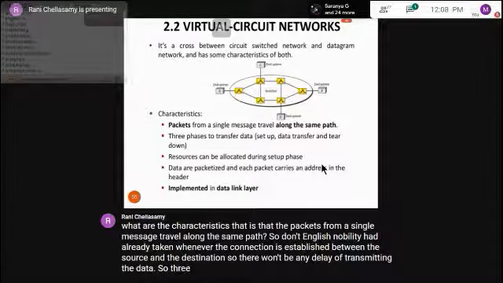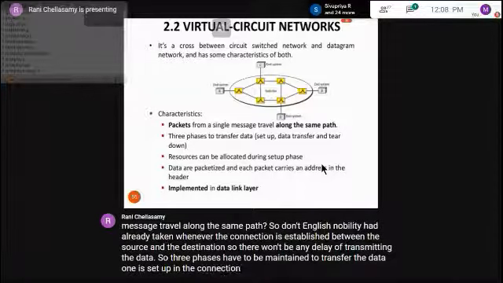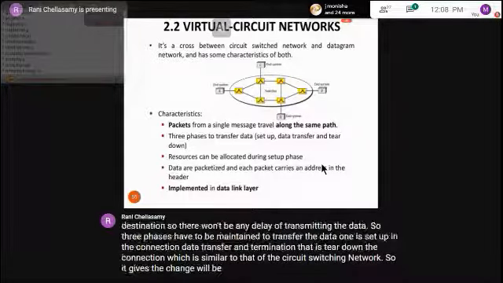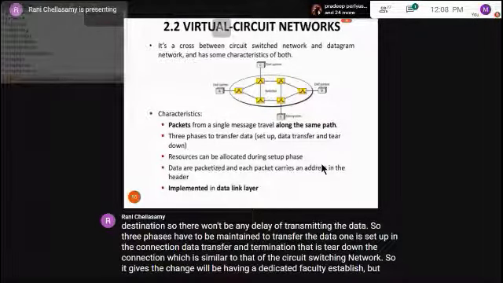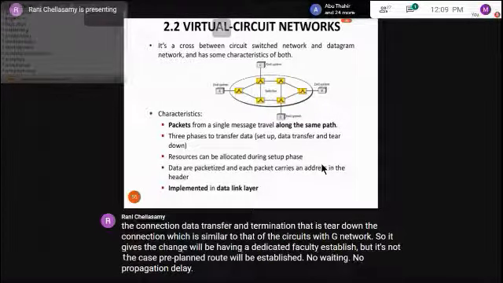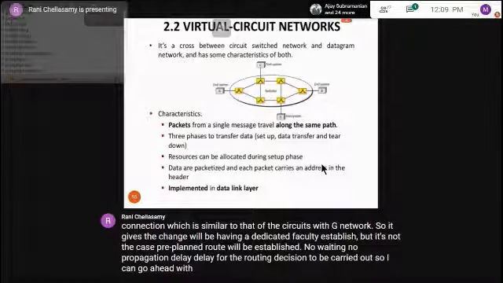So three phases have to be maintained to transfer the data. One is setting the connection, data transfer, and termination, that is tear down the connection, which is similar to that of the circuit switching network. In circuit switching, a dedicated path will be established, but this is not the case. A pre-planned route will be established. No waiting, no propagation delay for the routing decision to be carried out.